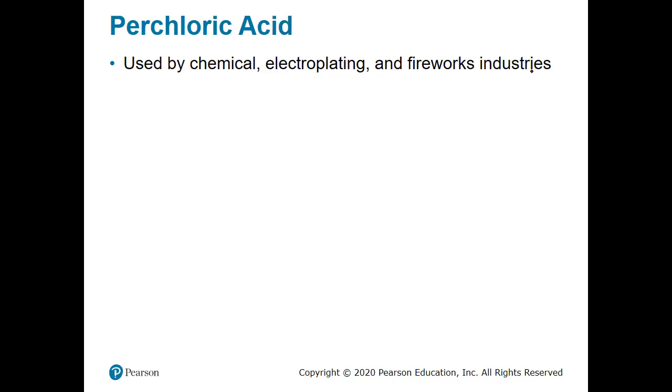Another example of an acid that is in somewhat common use is perchloric acid. Perchloric acid is HClO4. Like the other three acids before it, it is classified as a strong acid. Its primary use is in the chemical industry. It is also used as an electroplating agent. So you do find its use in some things like auto body shops for chroming purposes.